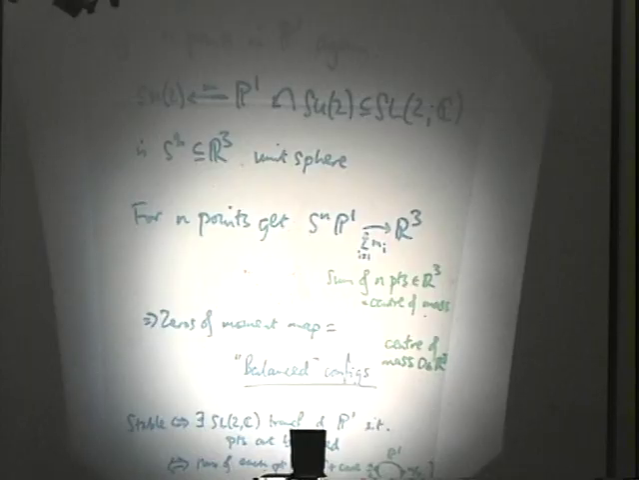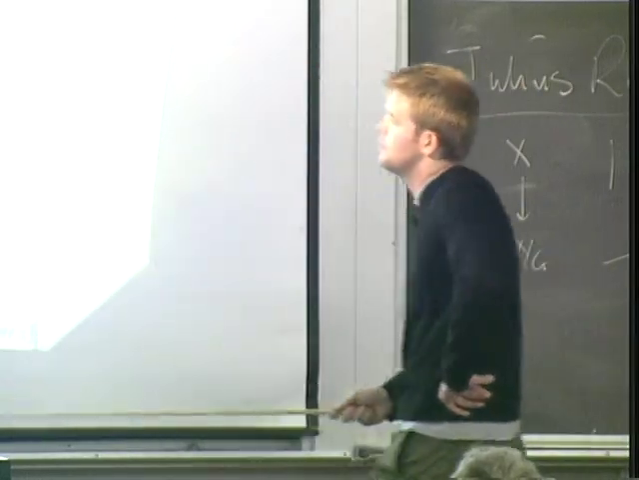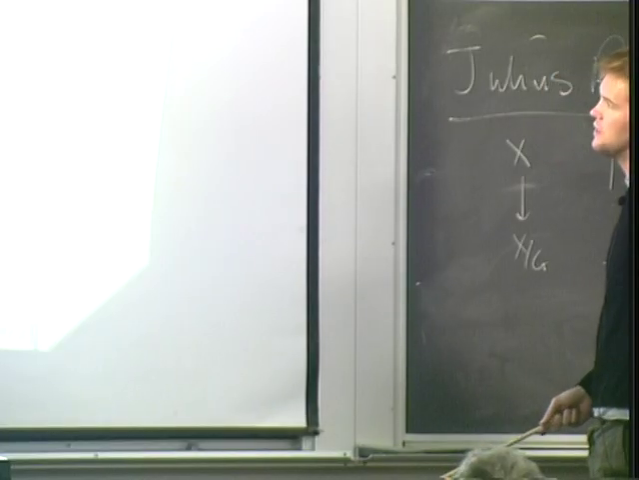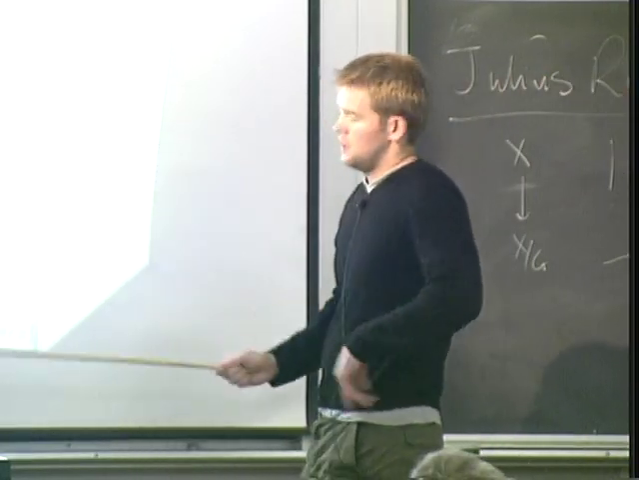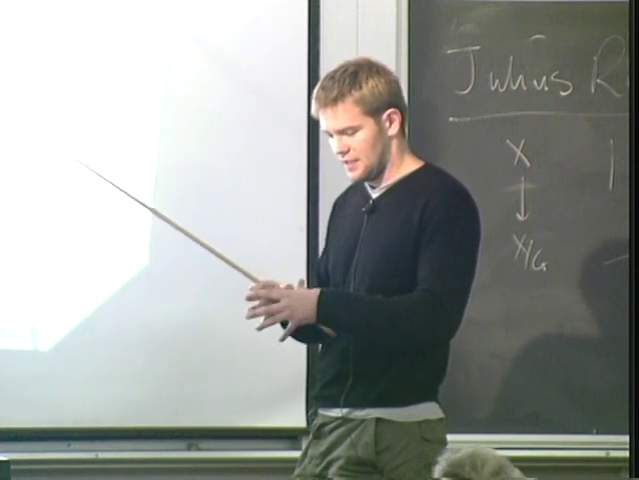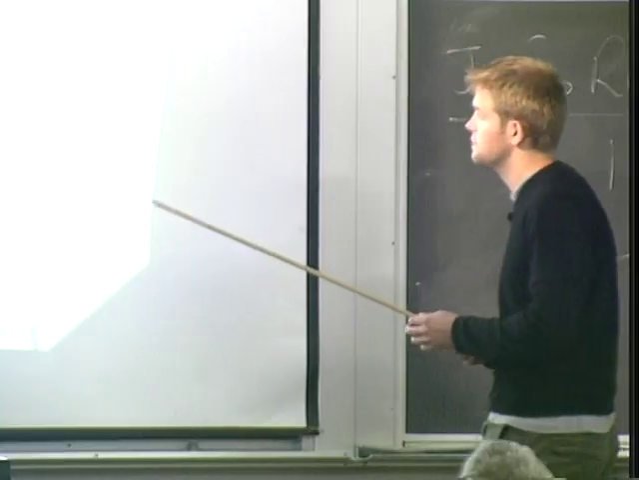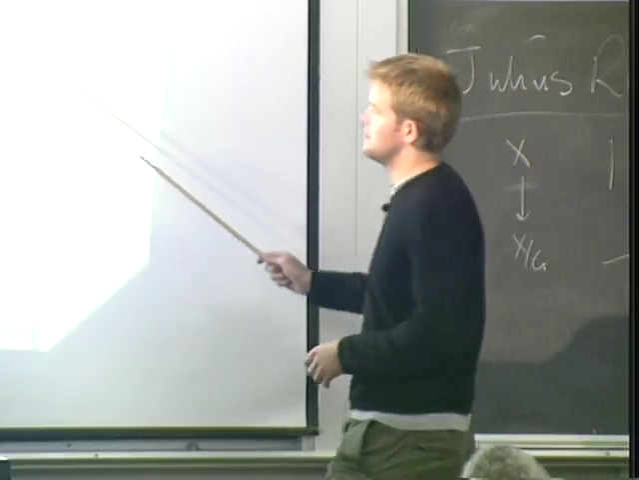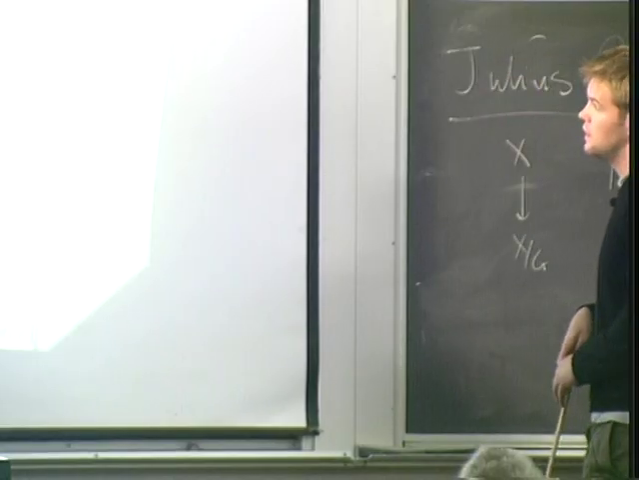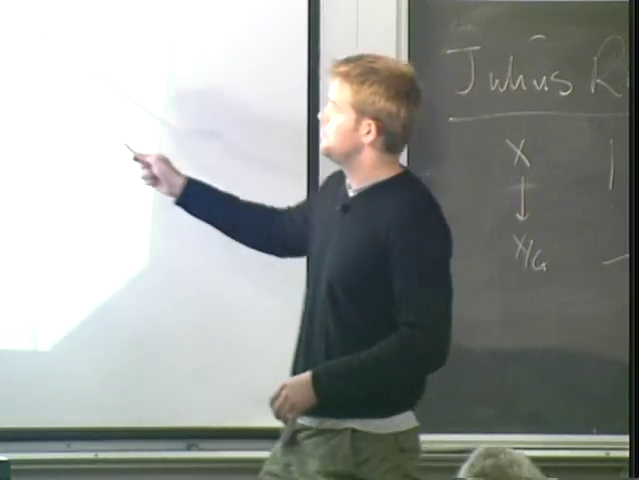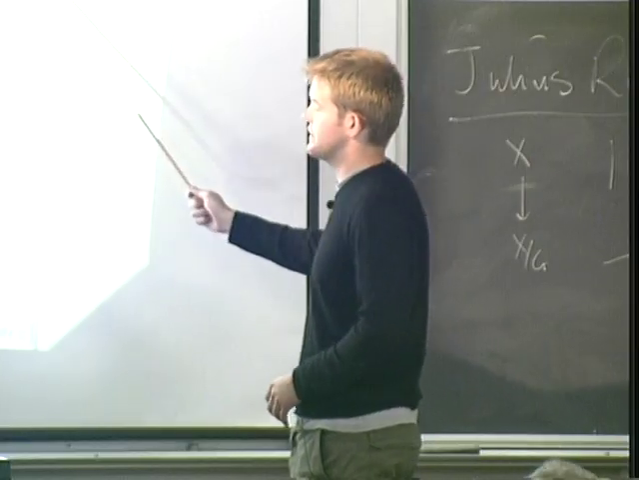And what you find is that for n points, so the nth symmetric product of P1, these roots of the polynomials, you just get the sum of those moment maps. So n points sit inside the 2-sphere, therefore they sit inside R3, and then you just add up those n points of R3. So it's the center of mass of the n points. Okay, so the moment map from n points in P1 is the center of mass of those points inside R3.